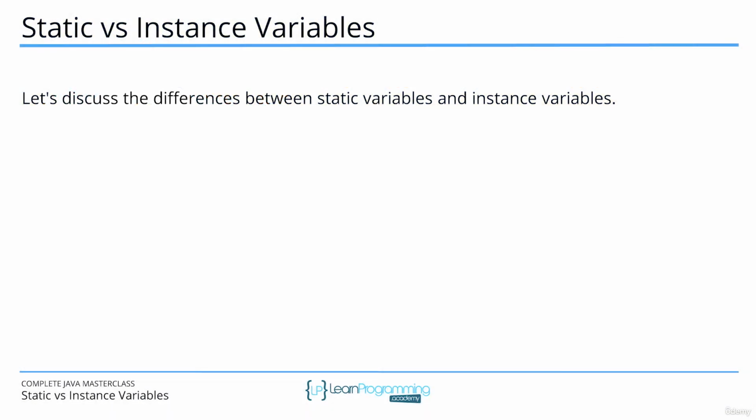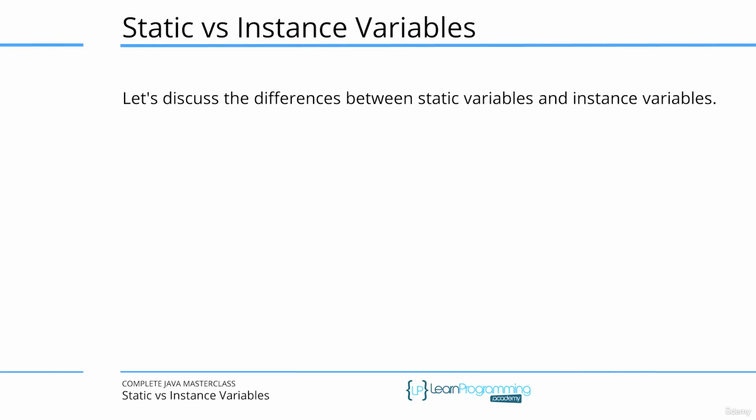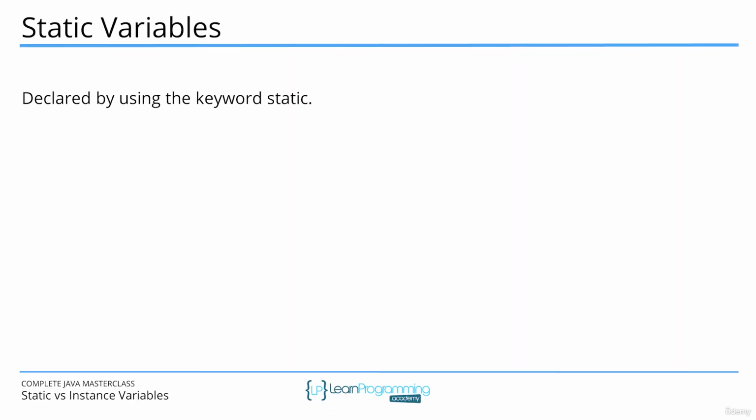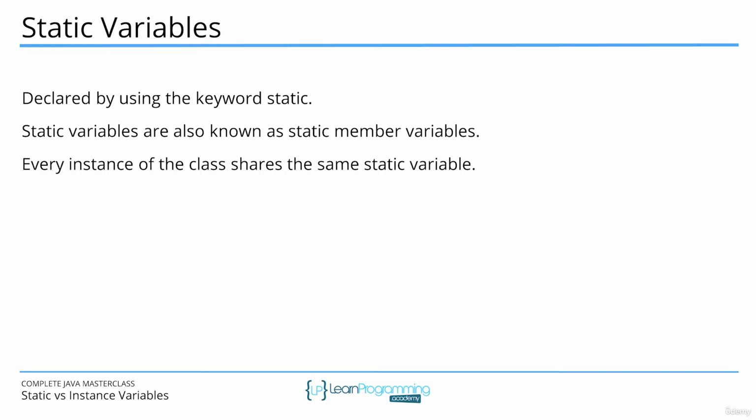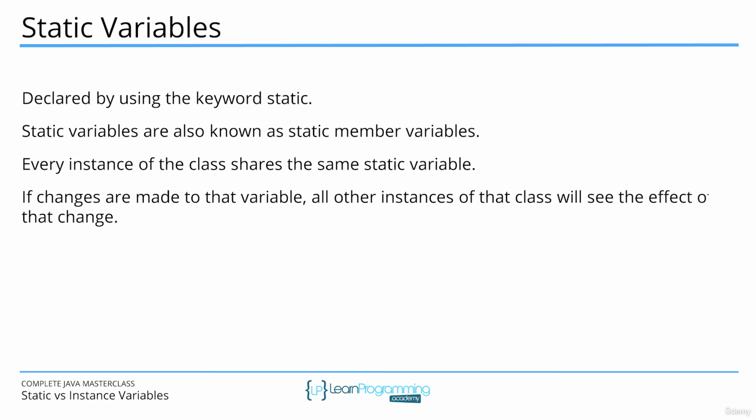Let's discuss the differences between static variables and instance variables. Firstly, a static variable is declared by using the keyword static. Static variables are also known as static member variables. Every instance of the class shares the same static variable. If changes are made to that variable, all other instances of that class will see the effect of that change.